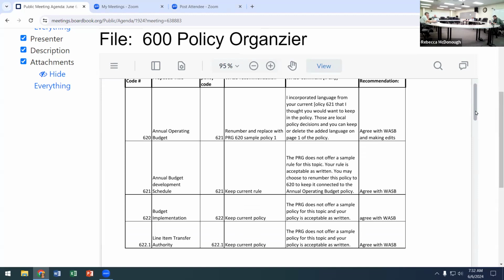So starting off with policy 620, annual operating budget. What we're looking at there is to replace our current policy with the PRG. PRG is Policy Resource Guide from the School Board Association, and their sample policy, and then we're renumbering them. We felt that this has been reviewed and that this reflects really what we need for the operating budget policy.